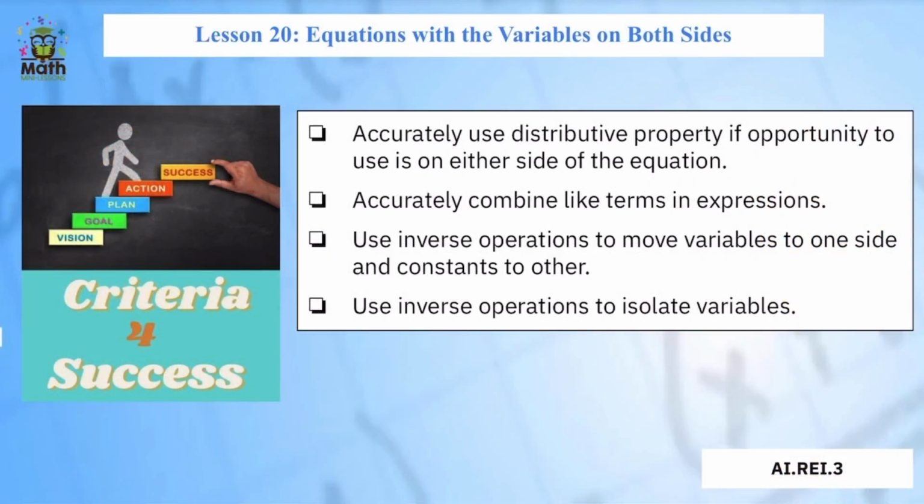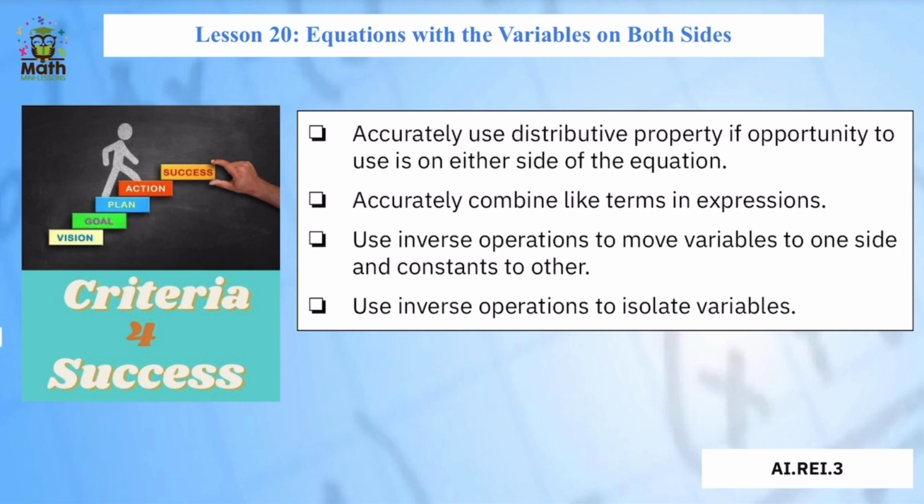It's lesson 20, and in this lesson we're going to have equations with variables on both sides. So this is where it gets interesting, and this might also be the place where your work might start to look a little different than your peers, but you may end up with the same solution anyway, as long as you're accurately combining like terms and using inverse operations.